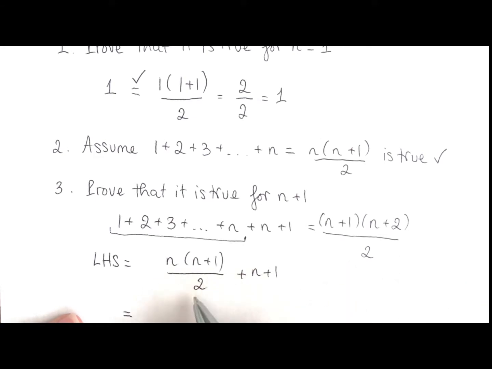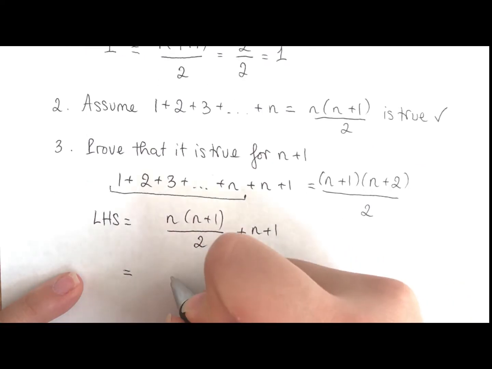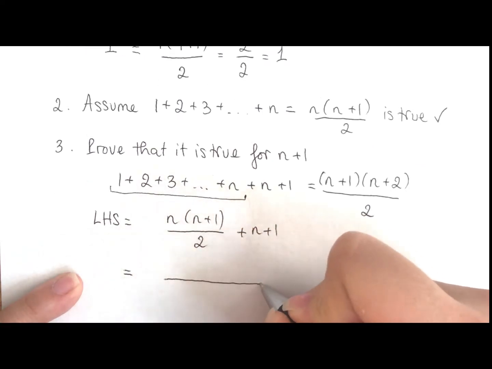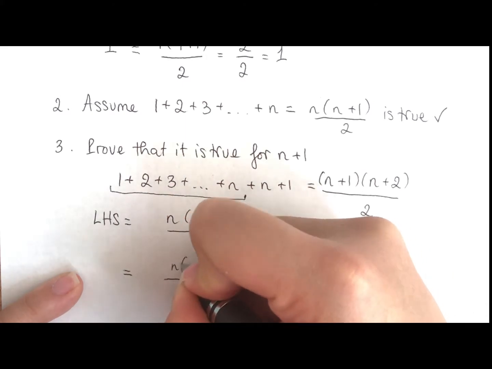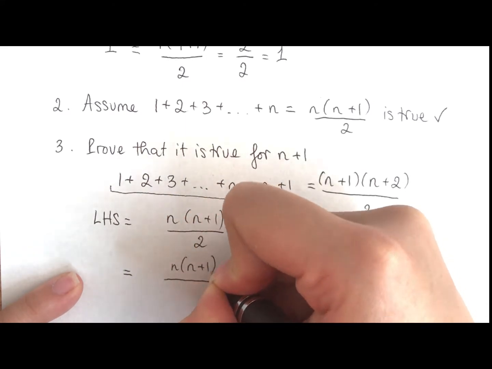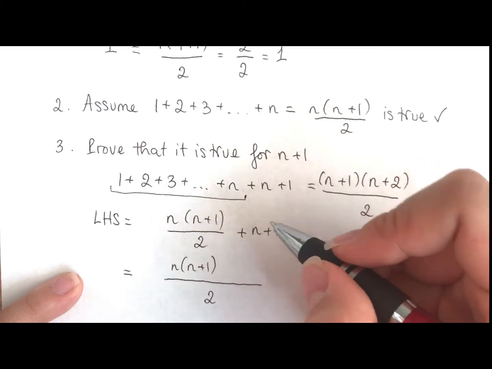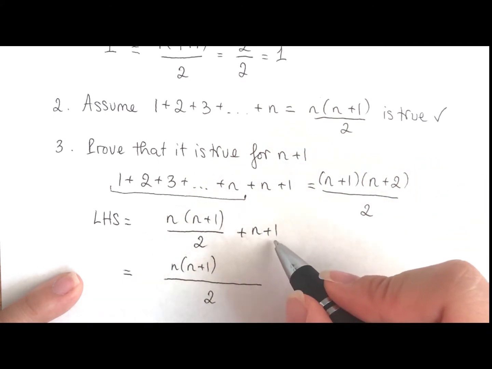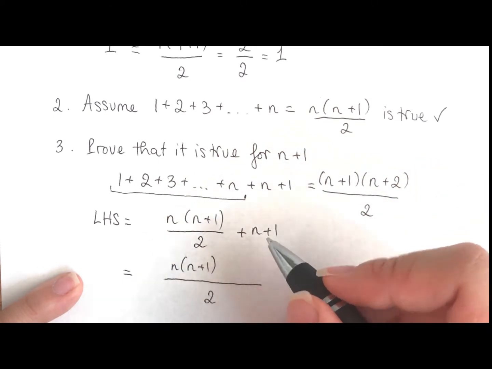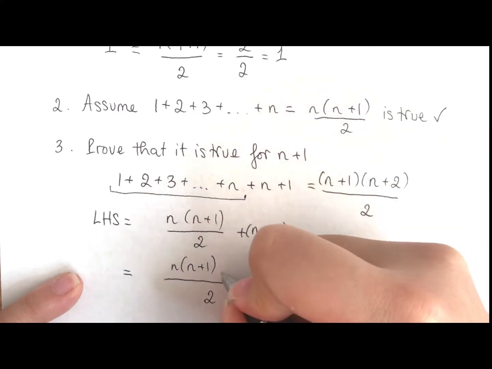So right here, this one has a denominator of 2. So I'll turn it into a common denominator. So this stays the same because we haven't done anything to it. On this side, now that it has a denominator of 2, I'll have to multiply 2 to the whole thing.